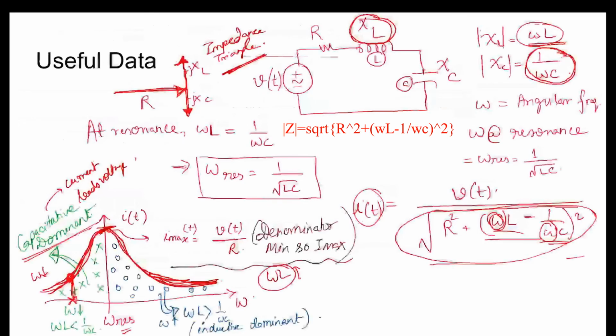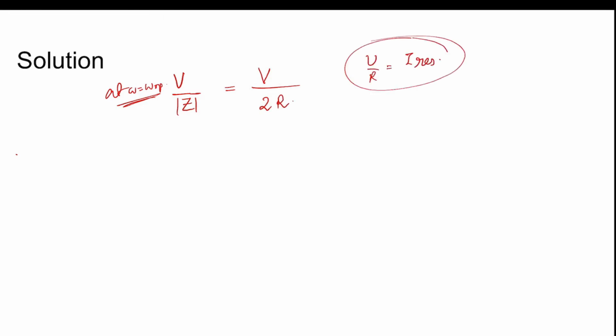The current is leading the supply voltage, which means it is capacitive dominant, which means omega operating is less than omega resonance. Now coming to the solution, at omega equal to omega operating, the current value is V by mod Z equal to V by 2R, where V by R is the I resonance, which is the maximum value, and half of that is V by 2R. This condition is given in the problem.